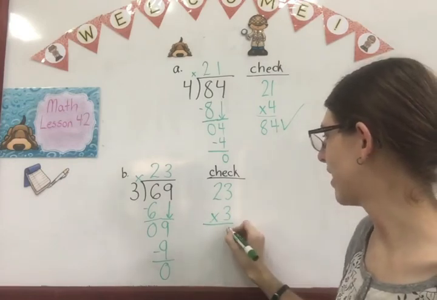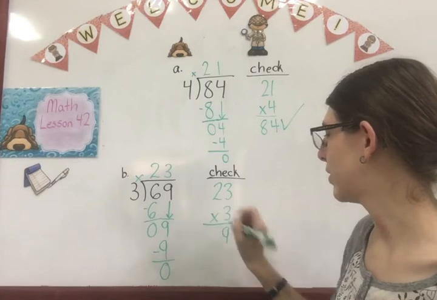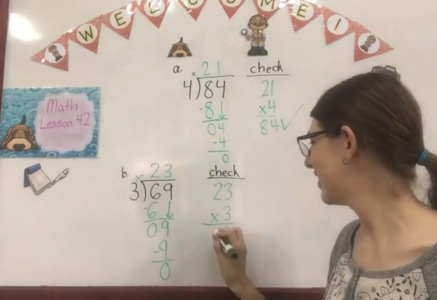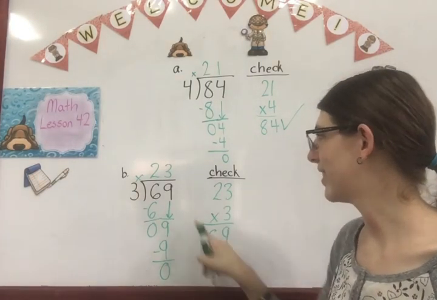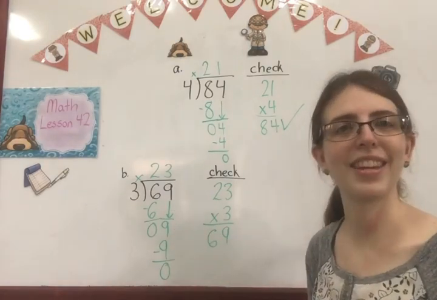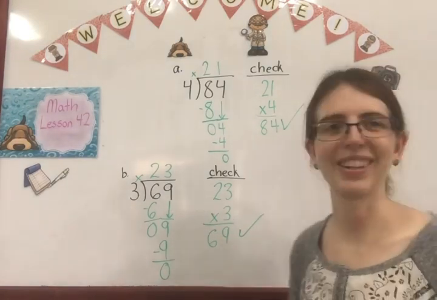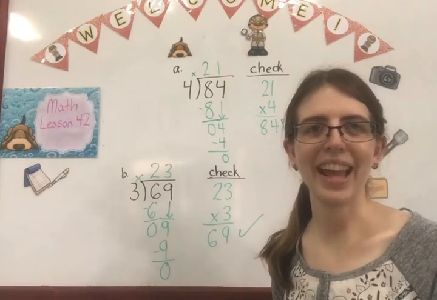3 times 3 is 9. 3 times 2 is 6. So I have 69 here and 69 here. The numbers are the same, so my answer checks. Let's go talk about estimating.